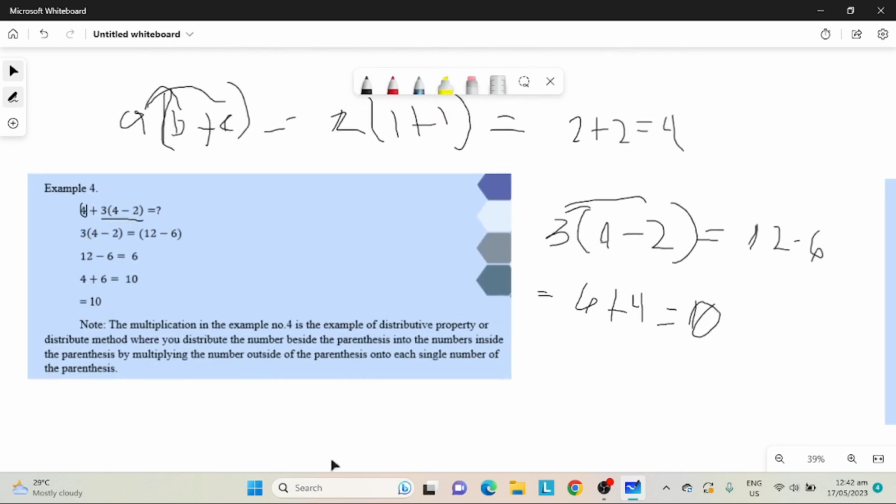First, take note, the distributive property is where you have a number, and beside the number is a parenthesis. We don't have any operation, and that's what we call the distributive property. We distribute, or we multiply, the number outside the parenthesis into the numbers inside of the parenthesis. So take note, you need to do that first before you do the operation inside the parentheses.